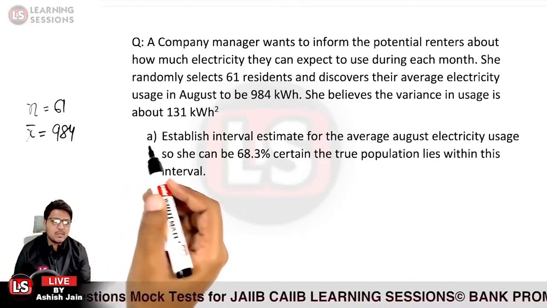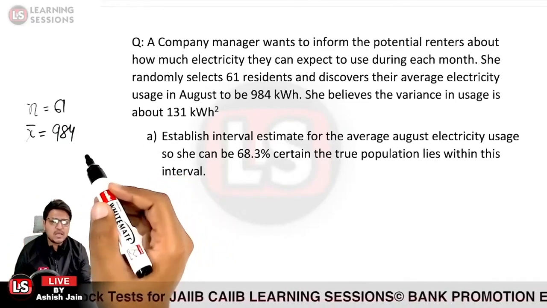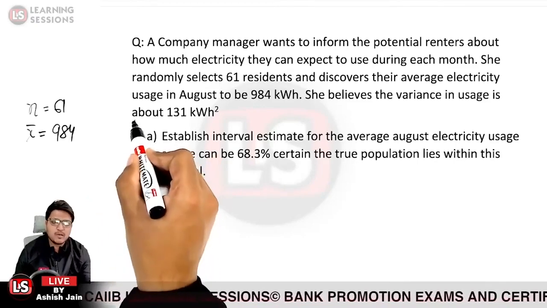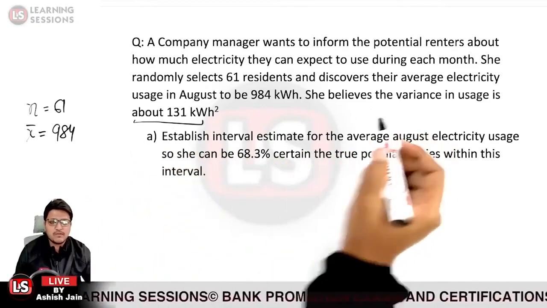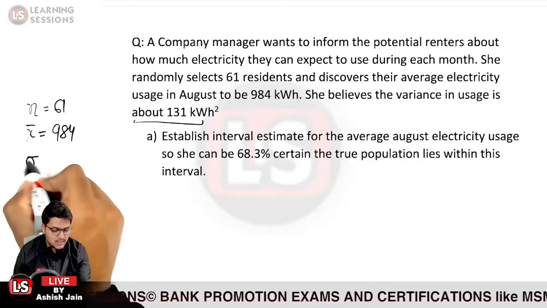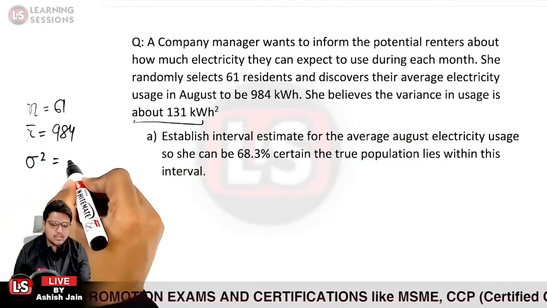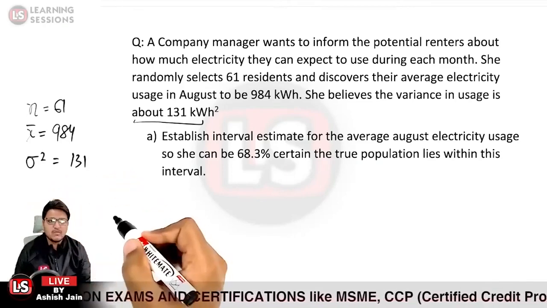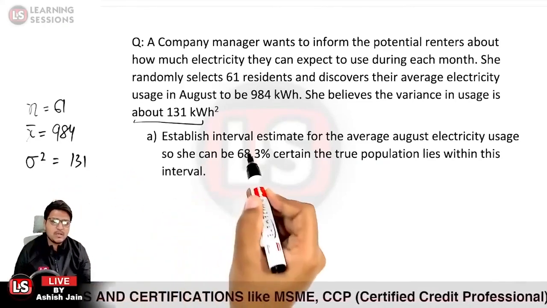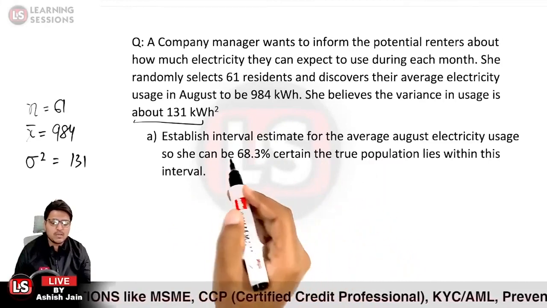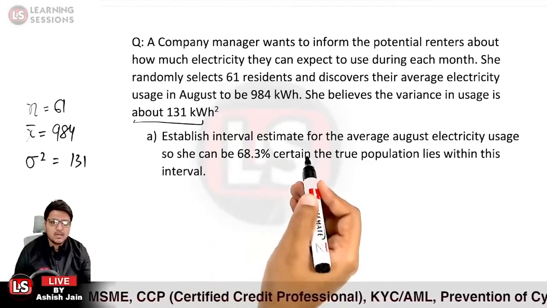And further, she believes the variance in usage is about 131 kilowatt hour. Over here the standard deviation is not given. We are provided with the variance, that is the sigma square value, which is given to be 131. And we want to establish an interval for estimating the average August electricity usage so that she can be 68.3% certain about it.